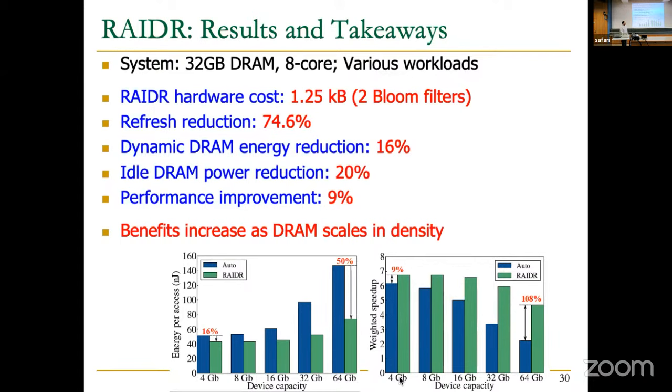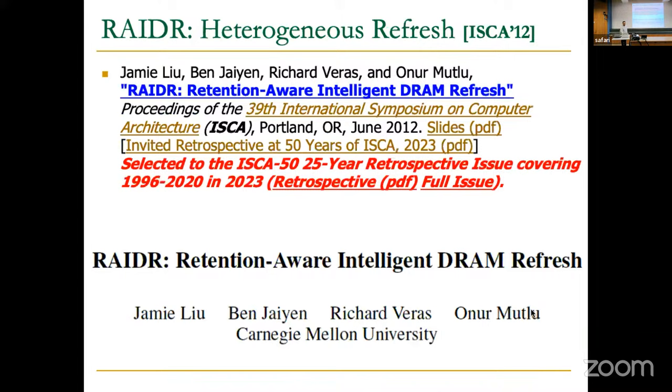So for this metric, higher is better. In 4 gigabit, you improve the performance by 9%. But if you go to like 64 gigabit, it increases to like, let's say, 2x, right? So 108%. Okay. So this is the full reference of the paper.